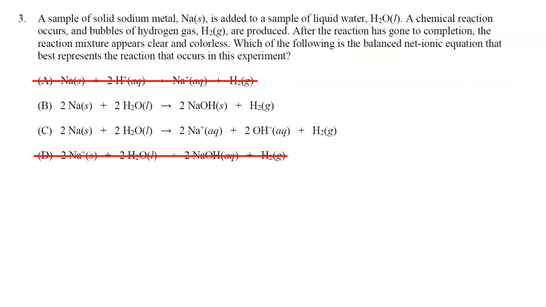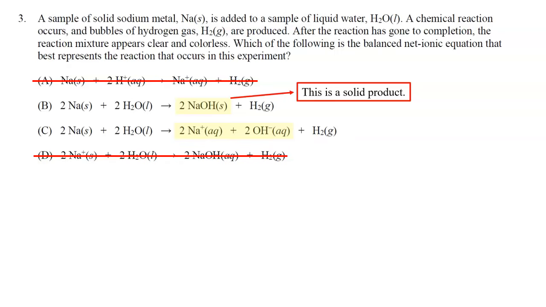Now let's take a look at the difference in the chemical equations for choices B and C. In choice B, we see NaOH, that's sodium hydroxide, appearing on the right side of the equation in solid form. And in choice C, we also see sodium hydroxide, but it appears in aqueous form, and it's split up into separate sodium ions and hydroxide ions.